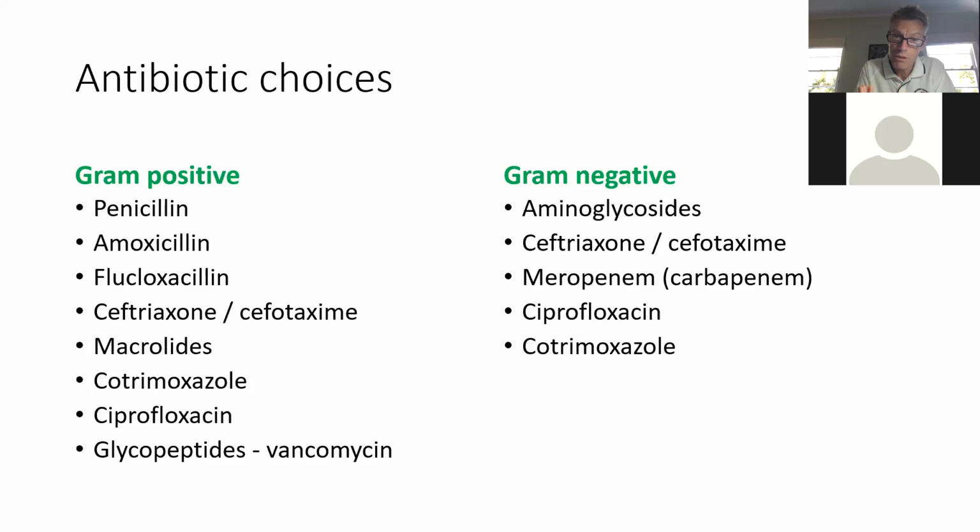So, for example, if a child's got a urinary tract infection, that's more likely to be due to a gram-negative bacteria. If a child's got cellulitis, it's more likely that's due to a gram-positive bacteria. So we can get a fair idea of what the likely bacteria are from the clinical infection the child has.